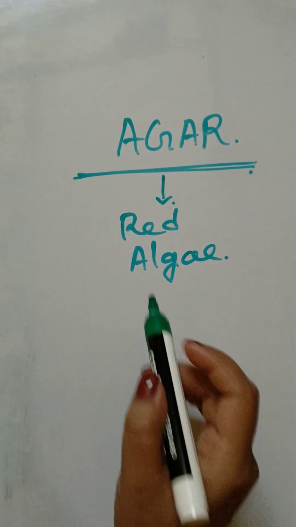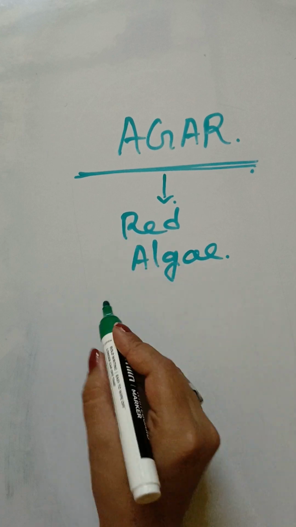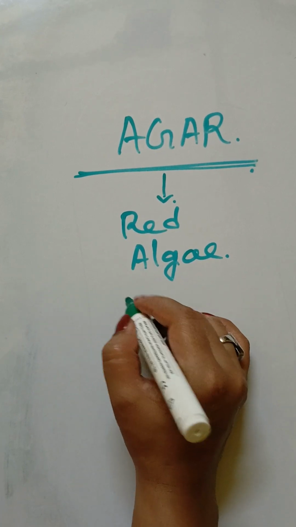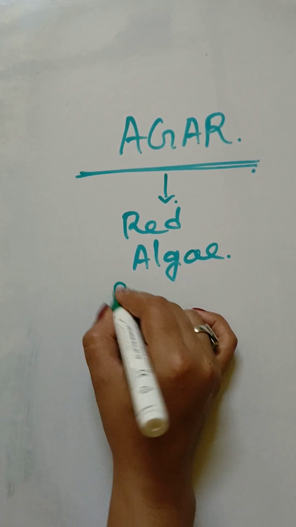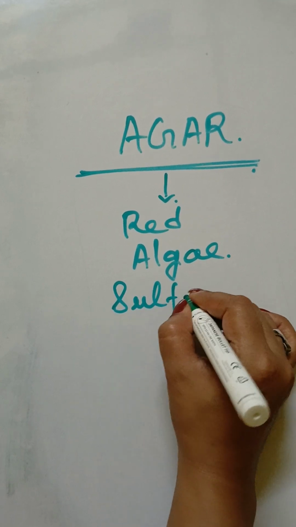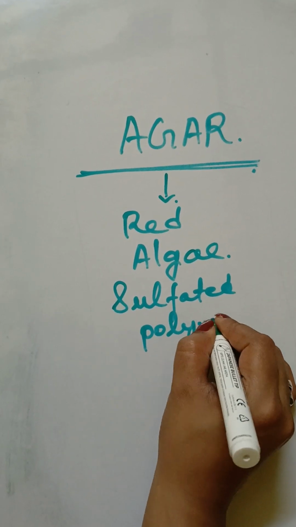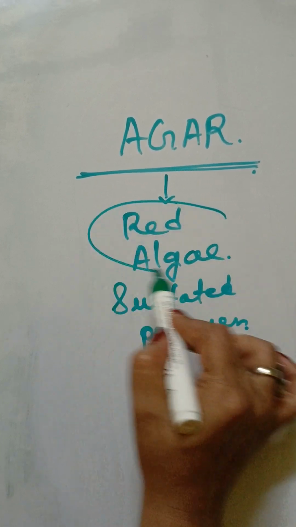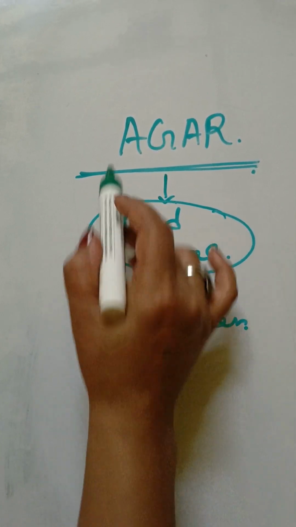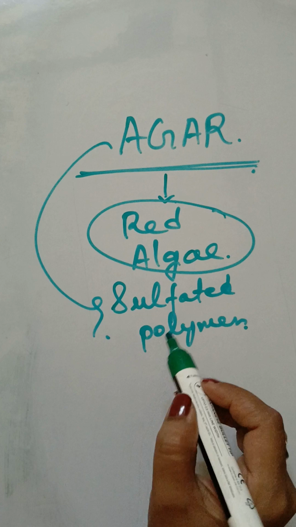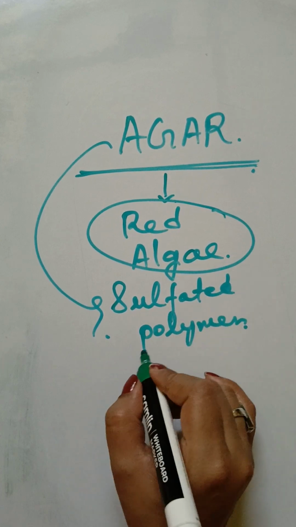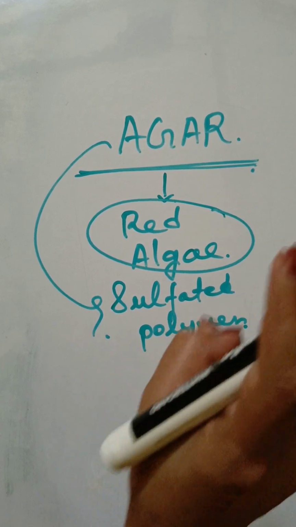Now, what is the nature of this agar? Agar is basically a polymer. Nature-wise, it is a sulfated polymer. It is first found in red algae and extracted from that. And what is the chemical nature? The chemical nature is that it is a sulfated polymer. It contains three types of sugars.